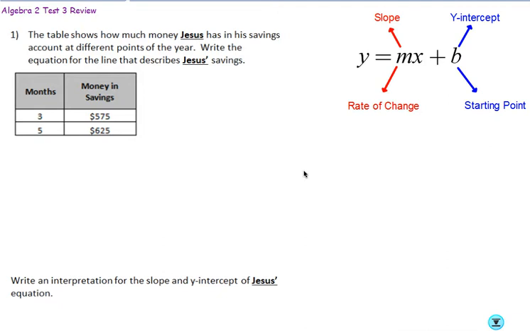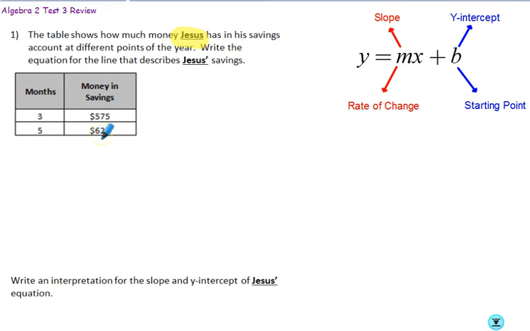The information for the first problem is going to be connected to the second, third, fourth, and fifth question. So the first half of this test is going to refer back to the information that we're going to talk about here. The setup is that question 1 shows how much money one person is saving per month. In this case, our person for the first question is Jesus. It says that after 3 months, he'd saved $575. After 5 months, he'd saved $625.